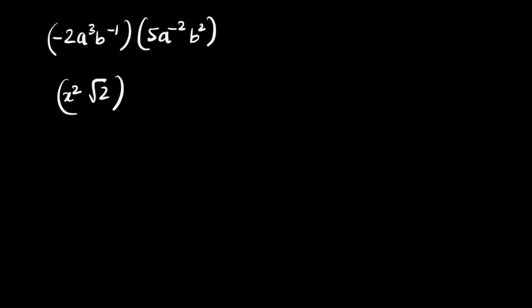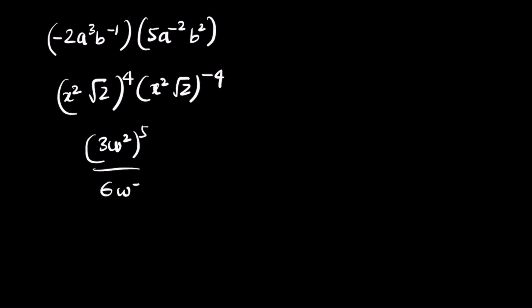Now you try some examples. So let me write down some problems. Minus 2 into a cube into b power minus 1 times 5 times a to the power negative 2 into b square. Next, x square root 2 whole power 4 into x square root 2 whole power negative 4. Next, also try 3w square whole power 5 divided by 6w power negative 2 whole power whole square. So try these three problems. So pause the video right here and try these problems.